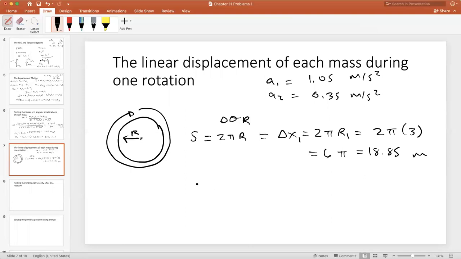All right. And then for the change of x2, this is mass 2, we get 2 pi times r2. And so while mass 1 rises a distance of 18.85 meters, mass 2 falls a distance of 2 pi times 1, which is 6.28 meters. Okay, they have different displacements, which makes sense because they're at different parts of the circle, basically. Mass 1 goes up further, it has a further distance to travel around the circle. Both pulleys are making the same angular displacement of 2 pi, but since pulley 1 is bigger, it has a larger arc length. That's pretty simple.